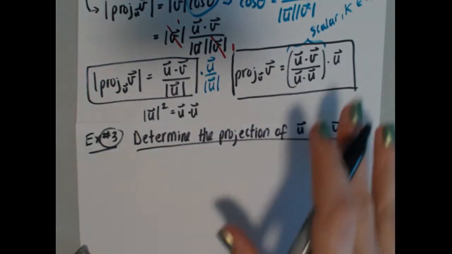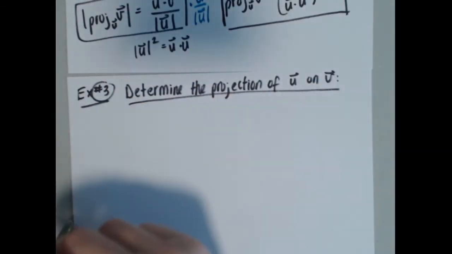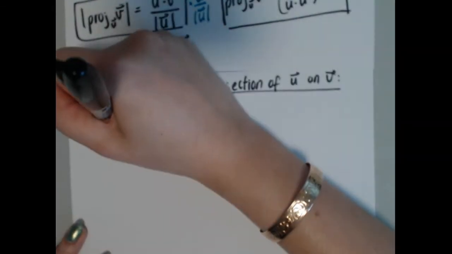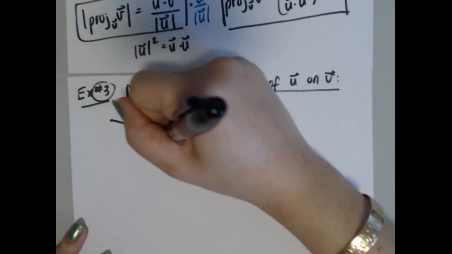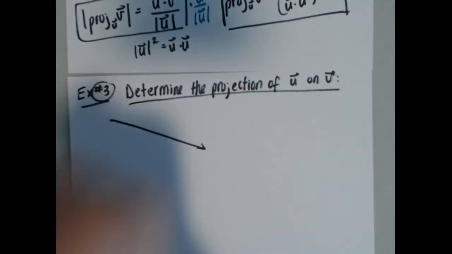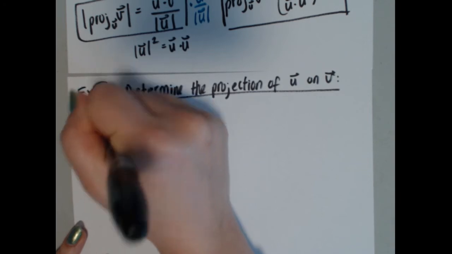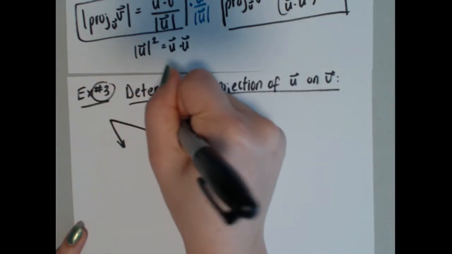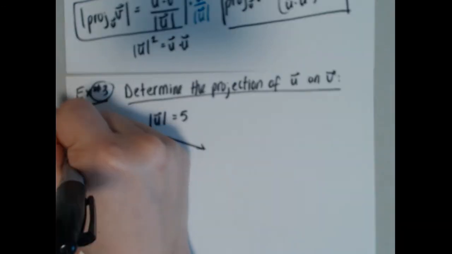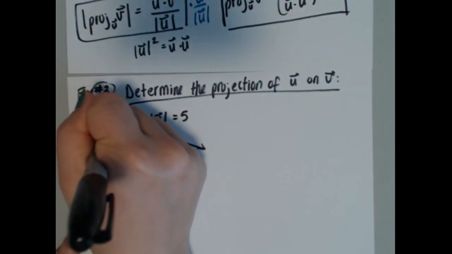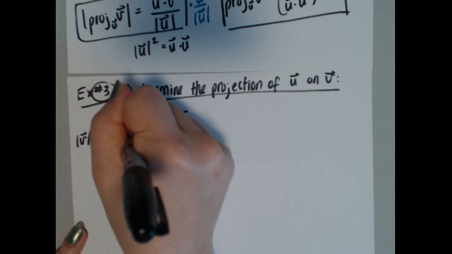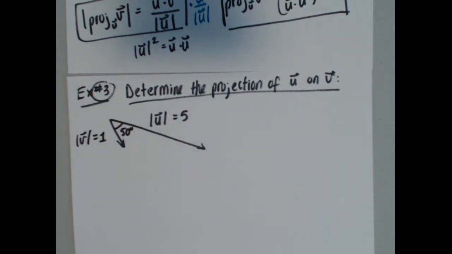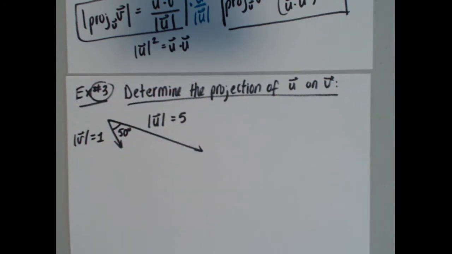All right, so let me draw the vectors that would normally be given in the question. So we have vector u like so, and vector v like so. Here's vector u and it has magnitude 5. Vector v has magnitude 1 and the angle between them is 50 degrees. So this is all the information given in the problem. Okay, so determine the projection of u onto v.